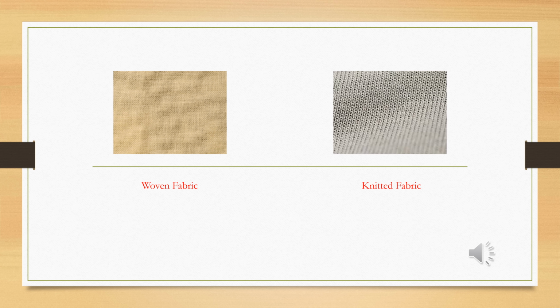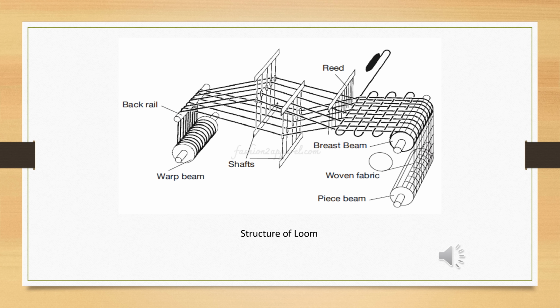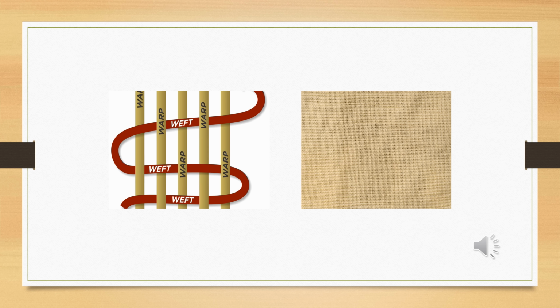Woven fabric is classified into the following types: 1. Woven, 3. Knitted. The picture shows the basic structure of a loom used to manufacture fabric. In woven fabric, two sets of yarn are used. One is called warp, which is the lengthwise yarn of the fabric. The other is weft, which is the widthwise yarn of the fabric.